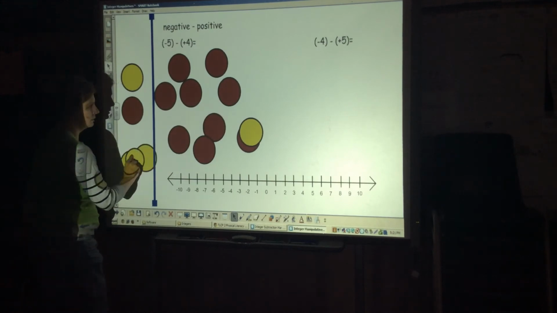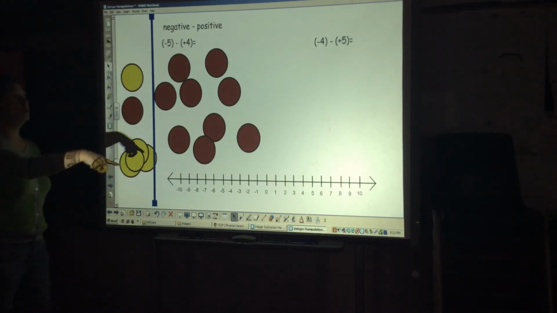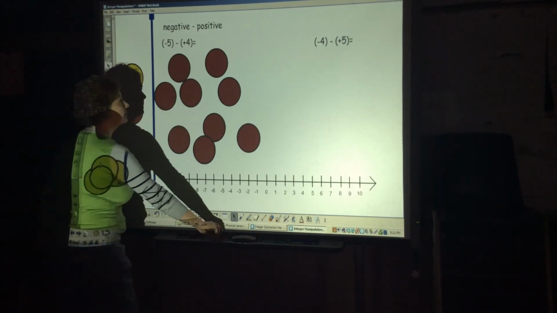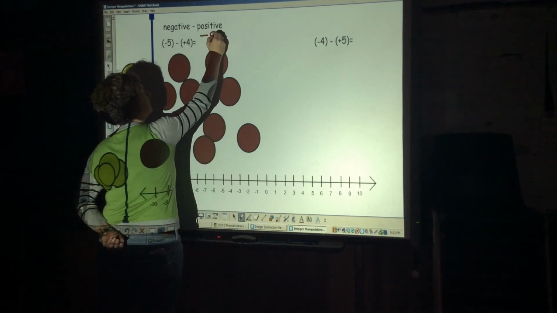So now I can take away my 4 positives. I drag them over here. And what do I have left? I only have negatives left. So I have 9 negatives left, so my answer is -9.